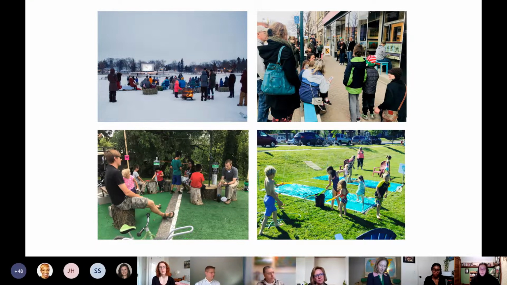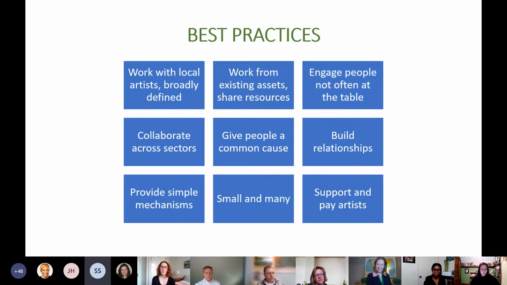So my time is almost up, but I wanted to share a couple of best practices when you think about working with artists and working in smaller, low risk scales. So I already spoke about working with local artists, broadly defined, working from existing assets and sharing resources. We really see that there are generally many resources around. It's how they're shared and how they're used that can be improved.